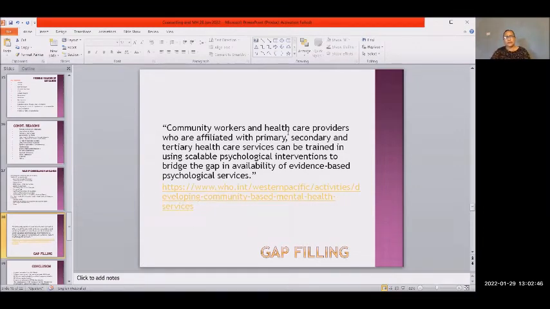However, there is a lot of talk about community treatment in the media, in the news, in the literature, in the journals, and in government legislation and policies as well. And what WHO, the World Health Organization, says here is that community workers and health workers affiliated with primary, secondary, and tertiary health care services can be trained in using scalable psychological interventions to bridge the gap in the availability of evidence-based psychological services.